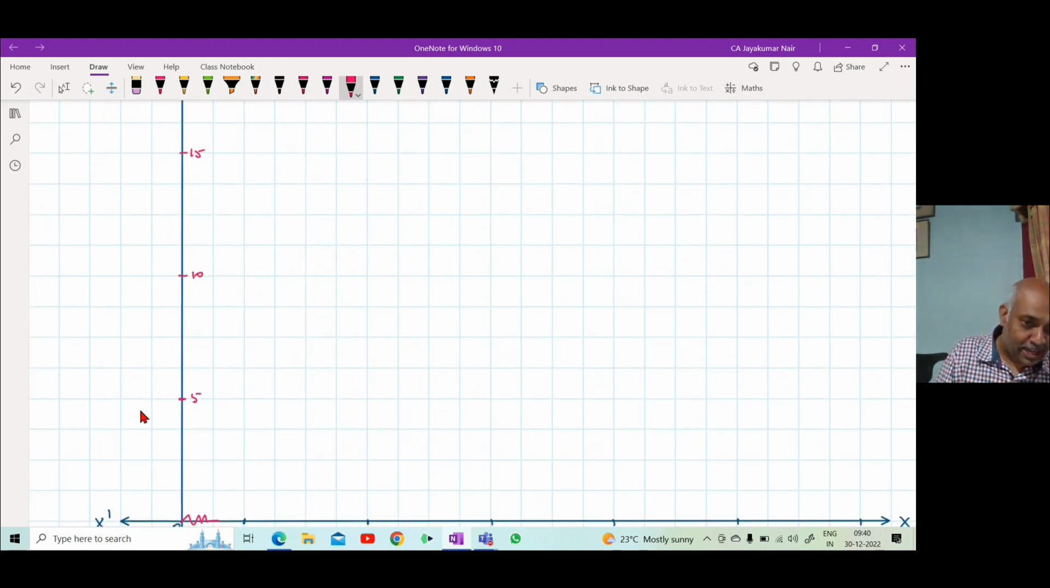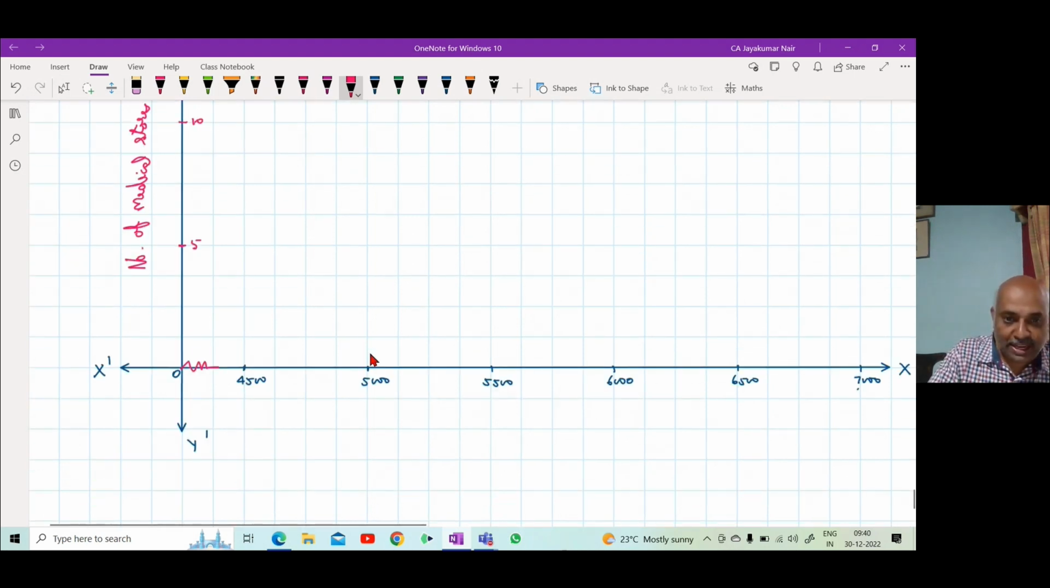What does this indicate? This axis indicates what? Number of medical stores. And what does this indicate? This is the daily earnings. Daily earnings in rupees.